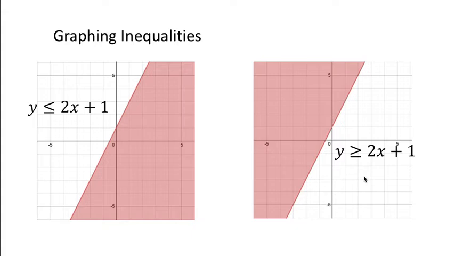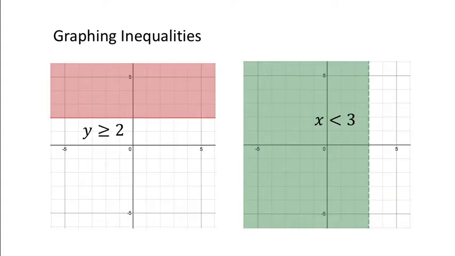Okay, now that you're set with graphing inequalities, we can solve a system of inequalities. Wait, hold the phone. There are 2 more special cases. This one is y is greater than or equal to 2. Y equals 2 is a horizontal line, so it's above the horizontal line. X equals 3 is a vertical line, so x is less than or equal to 3, it's left of that vertical line.